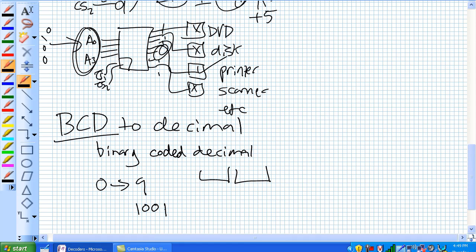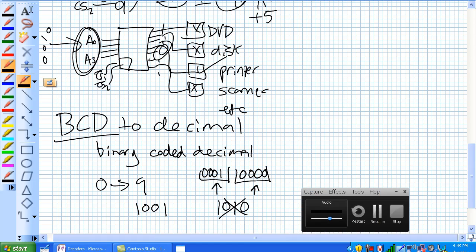That's still 9. But if I wanted to write 10, it's not 1010. That's binary. Binary coded decimal is the 4-bit representation of 1, and the 4-bit representation of 0. So 0001, and 4 zeros.